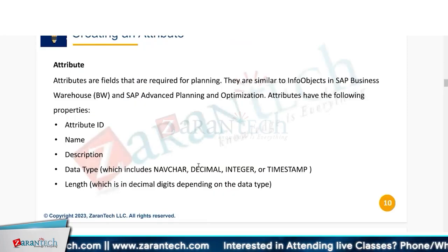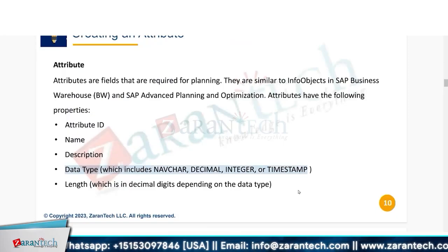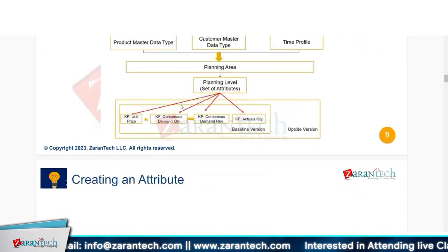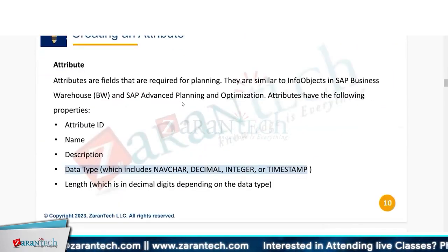Okay, so moving on to the next chapter, which is creating an attribute. Attributes are the fields that are required for planning. They are similar to info objects in SAP. So you can have the attribute ID, the name of the attribute, a description, data types, and of course the length of the attribute. These are the key aspects that you need to add as part of an attribute. As we saw in the previous slide, first we have to create the attribute, and this is the process of creation of the attribute.